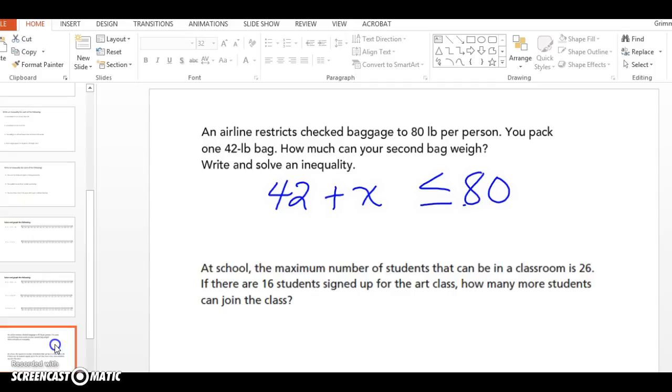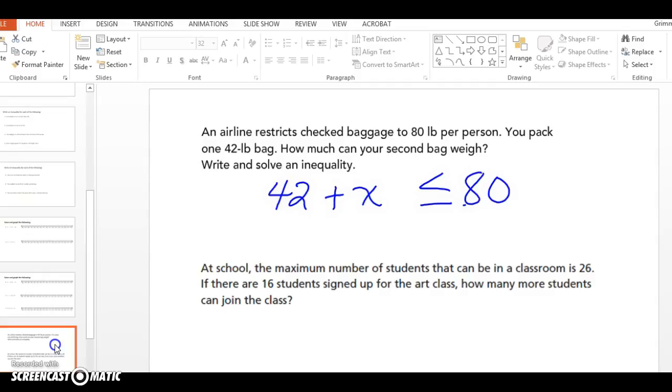Okay, another one that's good to use for inequalities. At school, the maximum number of students that can be in a classroom is 26. If there are 16 students signed up for an art class, how many more students can join the class? Catherine? Wait, I have a question about what you did before. You did 80 minus 42, x is less than or equal to 80 minus 42. But then you're solving it.